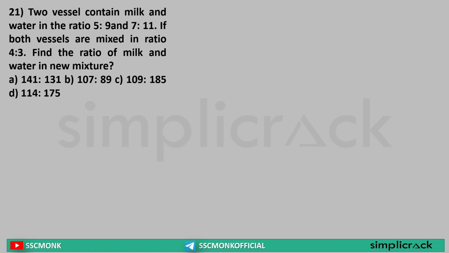That's it. Next, two vessels contain milk and water in the ratio of 5:9 and 7:11. Both vessels are mixed in the ratio of 4:3. What is the ratio of milk and water in the new mixture? So, milk, water. Milk is 5, water 9, 7, 11. 9 plus 5 is 14, 11 plus 7 is 18. Yes or no? Yes. Now what do I need to do? Before I add all this, I have to make sure that these are equal. These are equal. Yes or no?